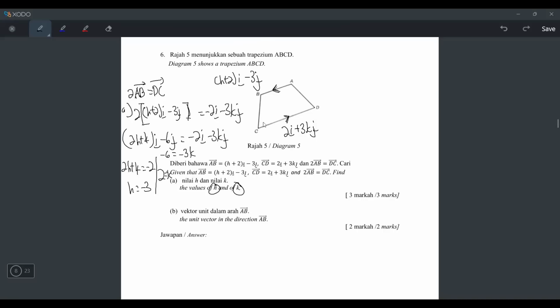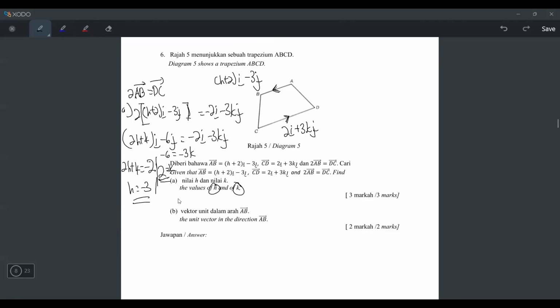Wait, did I do something wrong here? 2h plus 4 minus 6. Okay, the answer should be the same. The k. Okay, yeah lah, betul lah. Sorry, at first I thought they were both h, I thought here also h, here also h. But betul already. So 2h plus 4 equals negative 2, and then negative 2 minus 4 is negative 6, right? Divided by negative 3. So yes, this is correct. And then the other one is negative 6 equals negative 3k, and k equals positive 2.